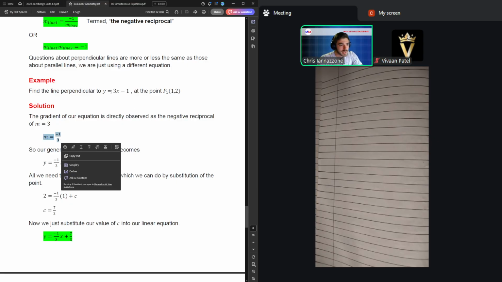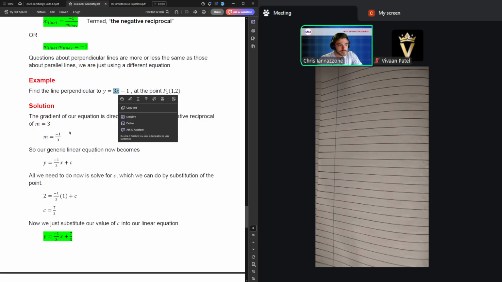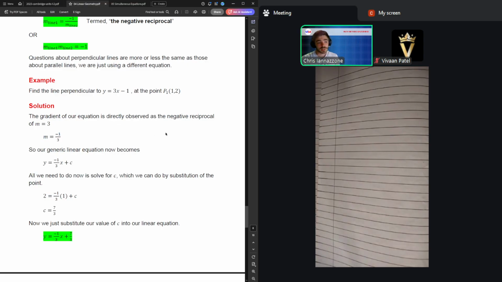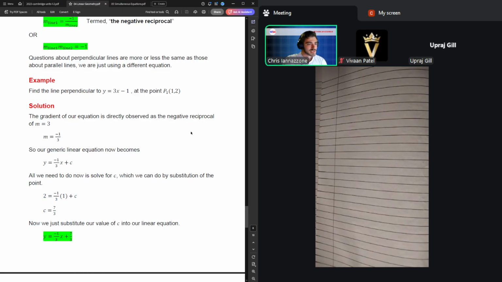That tells us that, yes, the gradient was 3 of the original. So to get the gradient of the new one, we're going to do -1 divided by 3. So it's always -1 divided by whatever the gradient of the original line is. And then the rest of this just follows exactly as it was before. Sub in the point, simplify for C.